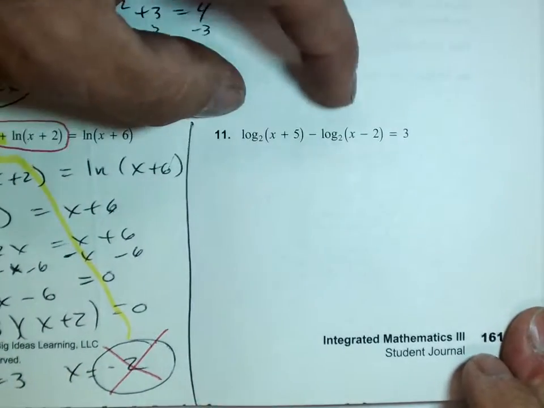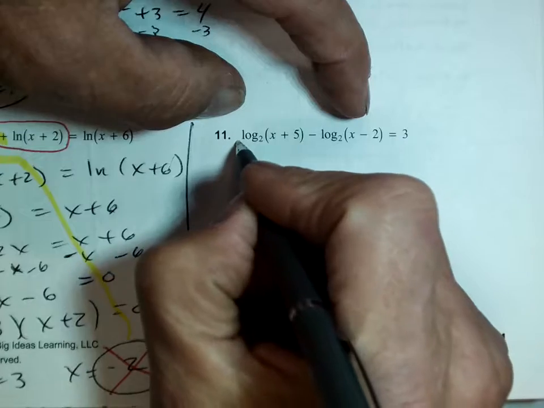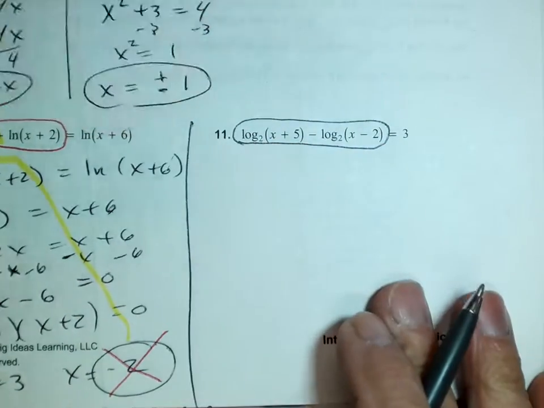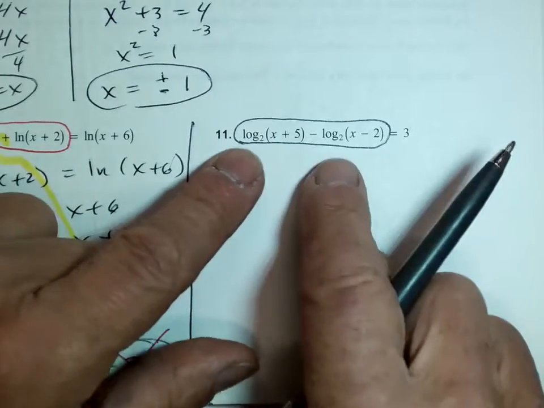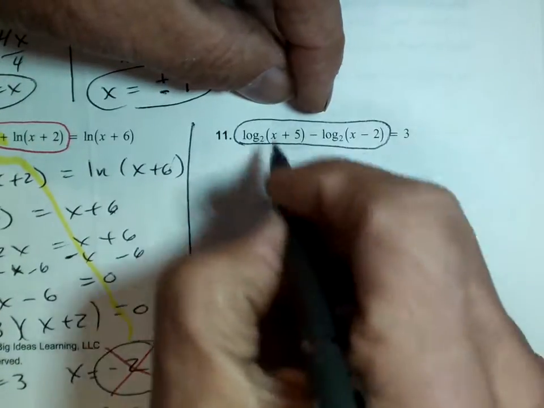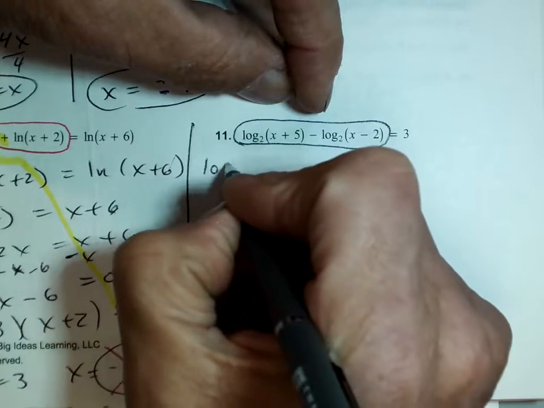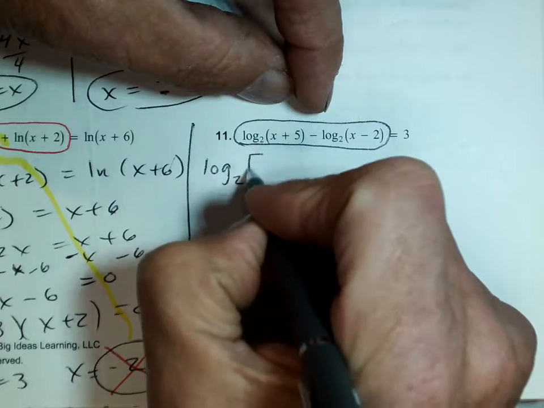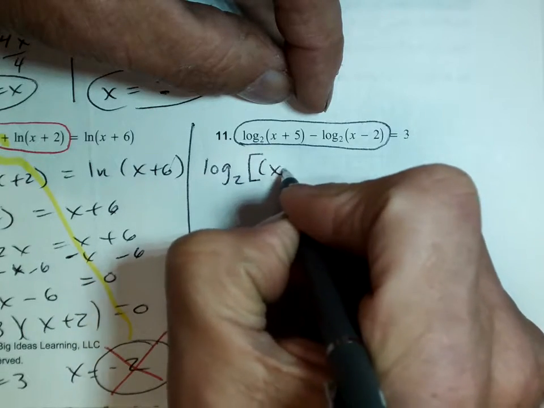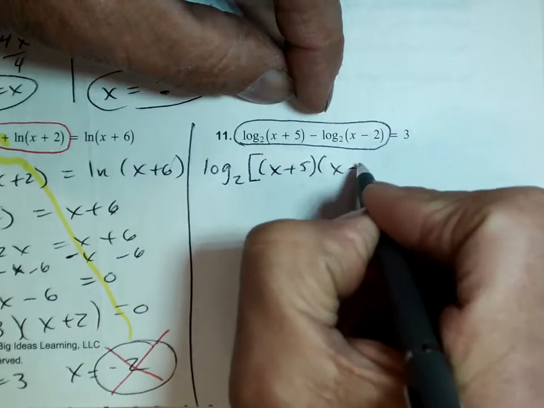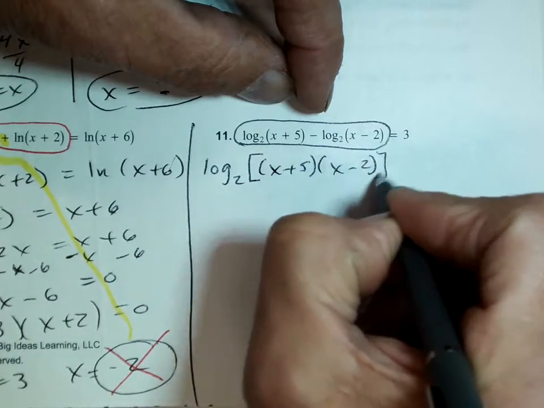In 11, we are first going to bring these two together, because I've got log of this minus log of this. But we learned yesterday that we can bring them together into a single log. So I'm going to rewrite this as log base 2 of x plus 5 times x minus 2 equals 3.